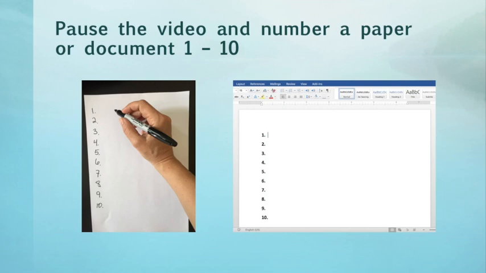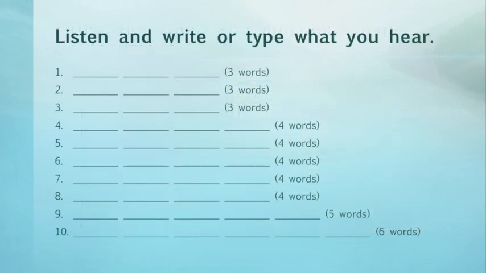So now I'd like to give you some practice in hearing this type of coalescence. I'm going to say 10 phrases. Please write what I say. If you need to, pause the video and number a paper or document 1 through 10. So again, listen and write or type what you hear. Each line will tell you the number of words in that phrase. So I'm going to say them 3 times, fast, and then slower, and then fast again.